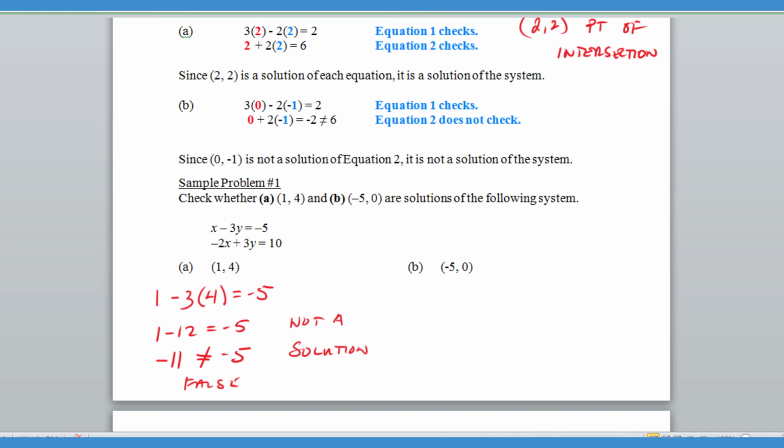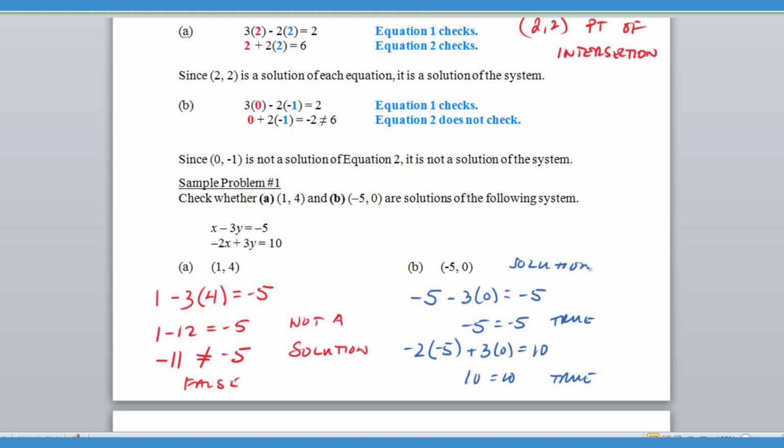Alright, for part B, (-5, 0), we'll go ahead and plug that into both equations. That's -5 minus 3 times 0 equals -5, which gives us -5 equals -5, so we're good so far. That's true, but just because it's true for one doesn't mean it's true for both, so we must test both of them. We take the second equation and plug in our values, and that gives us 10 equals 10, which is also true. So we can say that this is a solution, and since it's a solution, that is the point where the two graphs would intersect. Okay, and that's just a quick introduction to systems of equations.